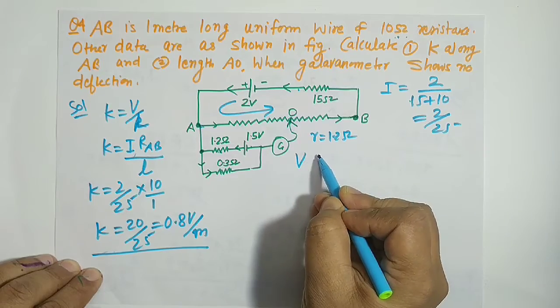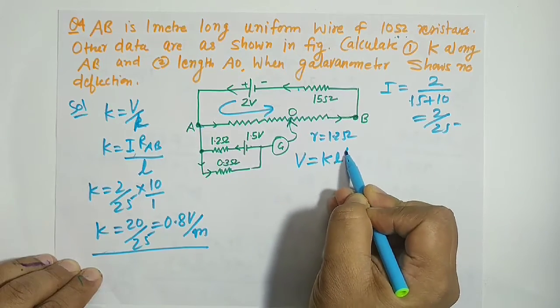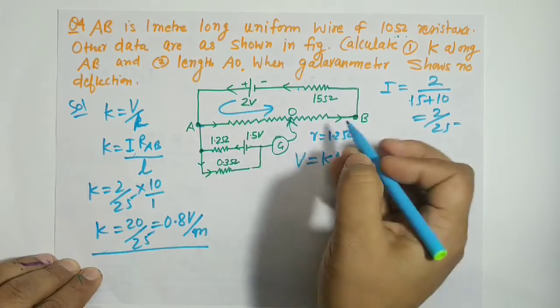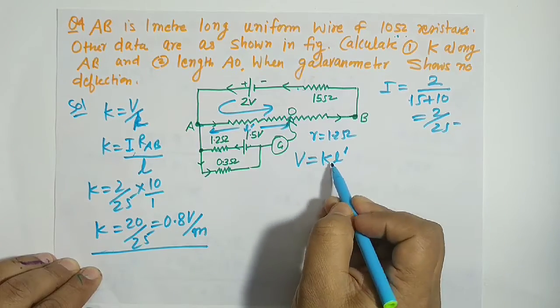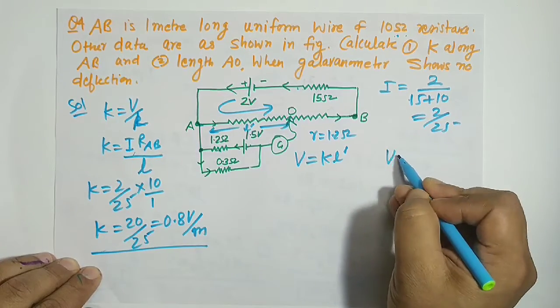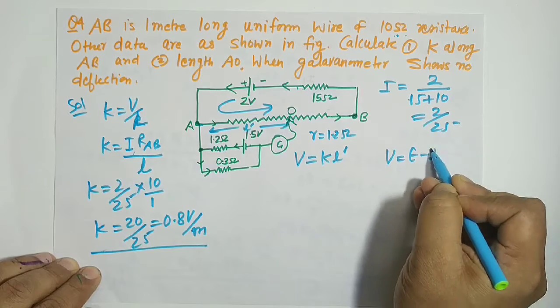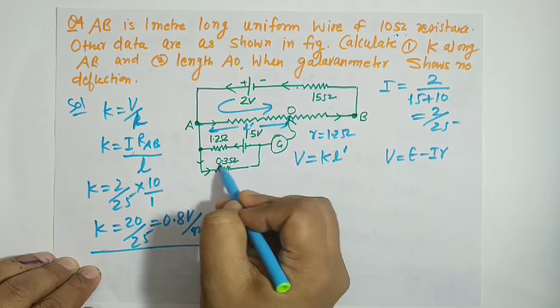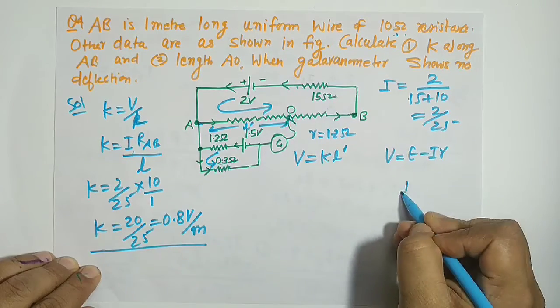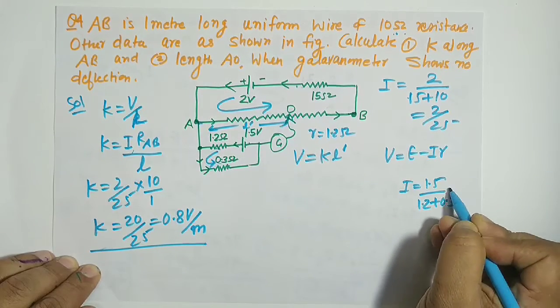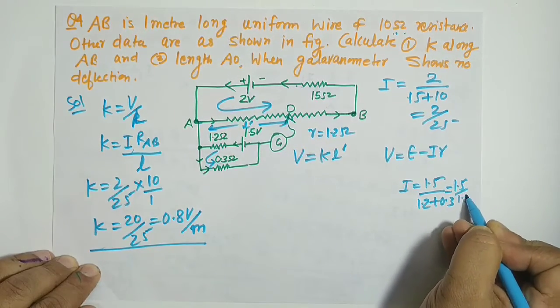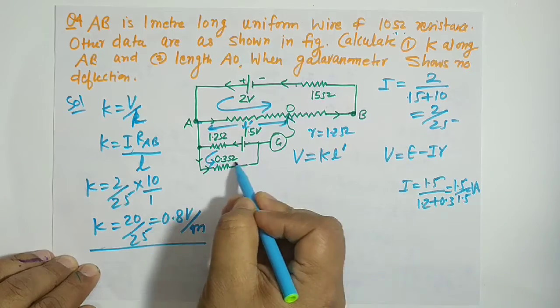And how many of you remember V is equal to K L dash? Say this length AO is L dash. Are you getting it? So you need L dash. What is V? How many of you remember? E minus Ir. Okay, so you need current in this circuit. Can you calculate current? Yes, 1.5 upon 1.2 plus 0.3. So it will be 1 ampere current here.